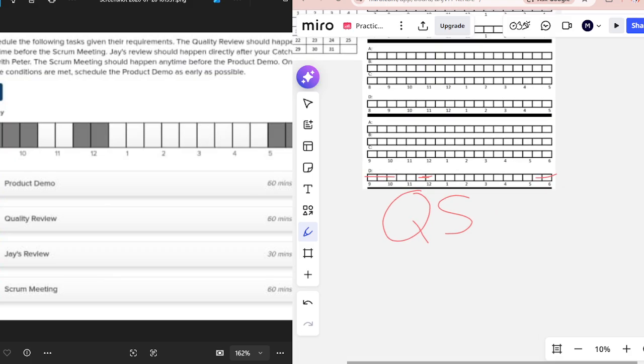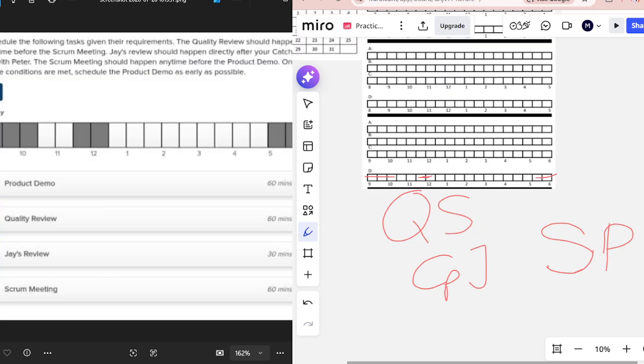Next, they said Jay's review should happen directly after catch up with Peter. So catch up with Peter, then Jay's review immediately after. Then scrum meeting should come up before product demo. And once these conditions are met, schedule product demo as early as possible. So the first that should come up is either Jay's review or quality review. But we cannot find catch up with Peter because the boxes are just blocked and we cannot work around them, compared to if it was the actual test.